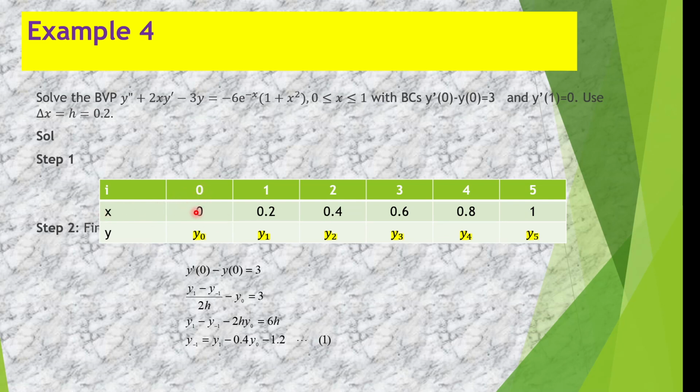So this is x node, x1, this is x number 2, this is x number 3, this is x number 4, this is x number 5. Hence, correspondingly, for each x, we have the corresponding y. So this is y node, y1, y2, y3, y4, y5 that you need to solve. So when you have a derivative boundary condition, we have an additional y node and yn. In this case, n is equal to 5.